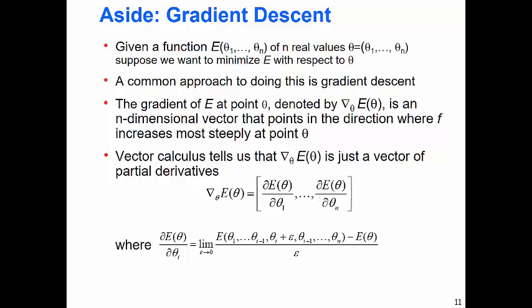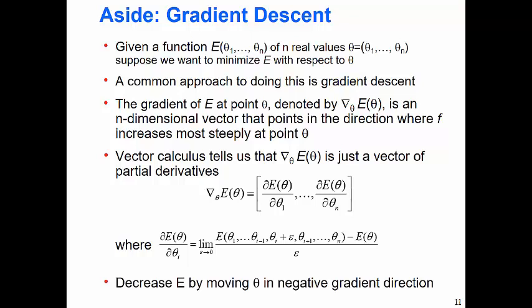Right? So the gradient is a vector, which is the same dimension as the space that you're searching in, and it tells you where to move. All right? So you can decrease the function by moving in the negative direction of the gradient. So are there any questions about this? Probably a lot of you have seen gradient descent before.